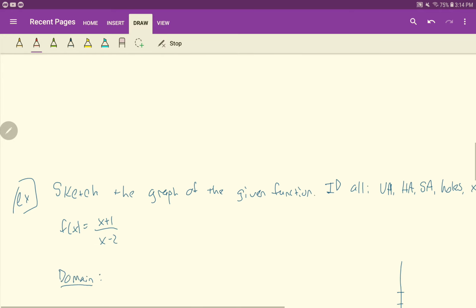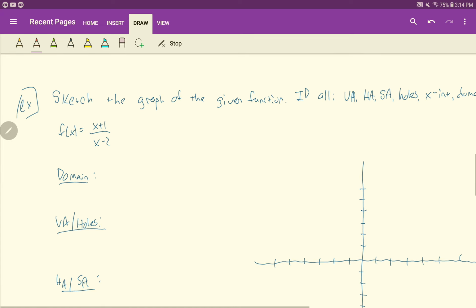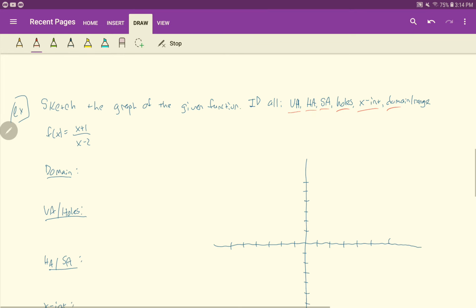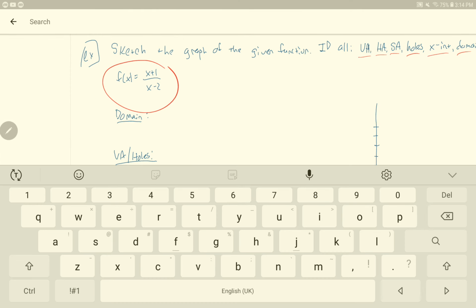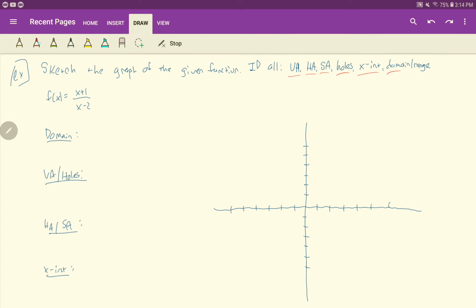All right. So example: sketch the graph of the given function, identify all VA for vertical asymptote, HA for horizontal asymptote, SA for slant asymptote, we won't have any of those today, holes, x-intercept, and then the domain, and there's also the range there too. I should probably zoom this out just a skosh. Okay, like that. So here's our function.